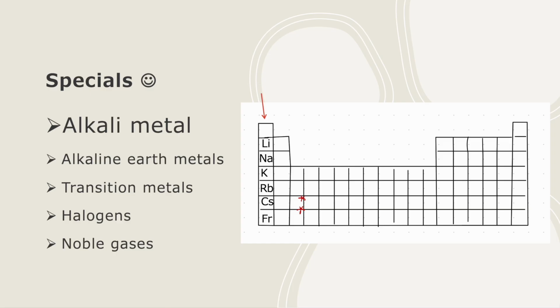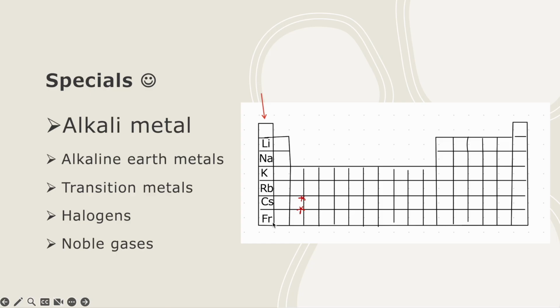They also have low density. Some, like lithium, can float on water. They have low melting and boiling points compared to other metals, and they are also good conductors of heat and electricity. So what are the examples? We have lithium, sodium, potassium, rubidium, cesium, and francium. Their atomic numbers are 3, 11, 19, 37, 55, and 87. About francium, it's rare and highly radioactive.